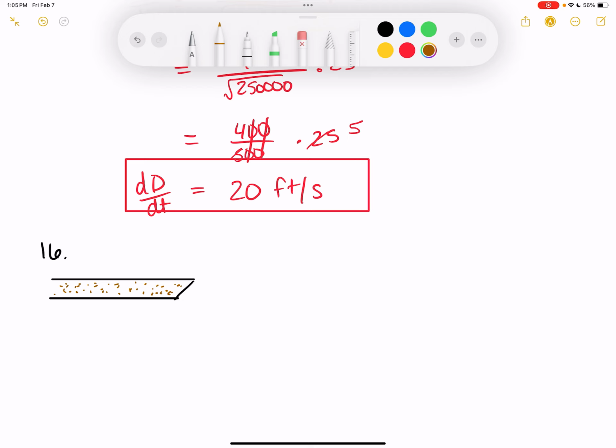At a rate of 10 meters cubed per minute onto the top of a conical pile. I feel like it should be conical. I feel like that would be pretty comical.